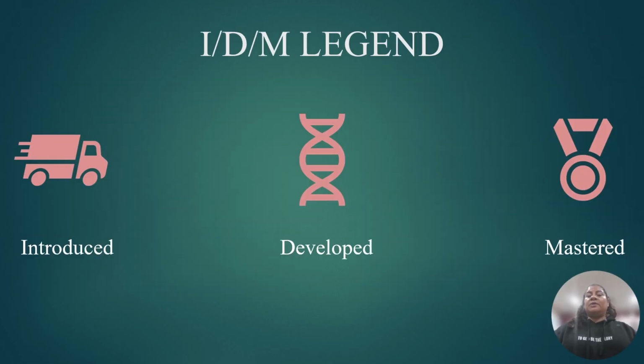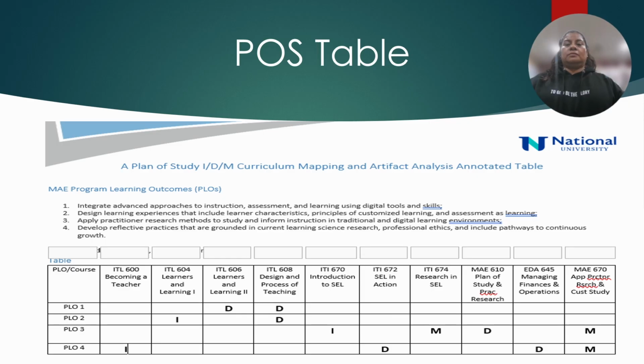This slide shows how each course aligns with specific PLOs, at the introductory, developing, or mastery level, demonstrated in each of the artifacts I selected. The table summarizes all the coursework, PLO alignments, and IDM designations. It shows how my learning progressed in complexity from foundational understanding to advanced applications across the program. Each artifact contributes to a comprehensive picture of my professional growth.